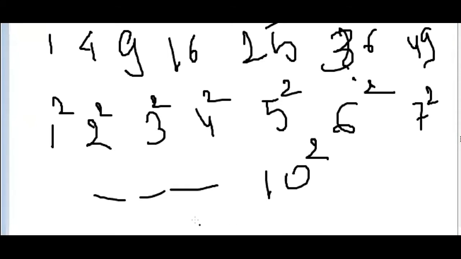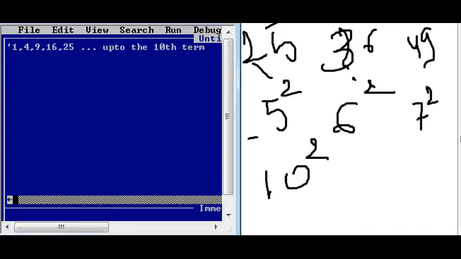So what exactly we need to generate this series is the numbers, and the numbers are 1, 2, 3, 4, 5. If we can generate 1, 2, 3, 4, 5 up to the 10 term, then while printing, what we'll simply do is we'll square those numbers. Then we get our required output, which is 1 square, 2 square, 3 square, 4 square, 5 square, and so on. So let's see how we can do this in our program.